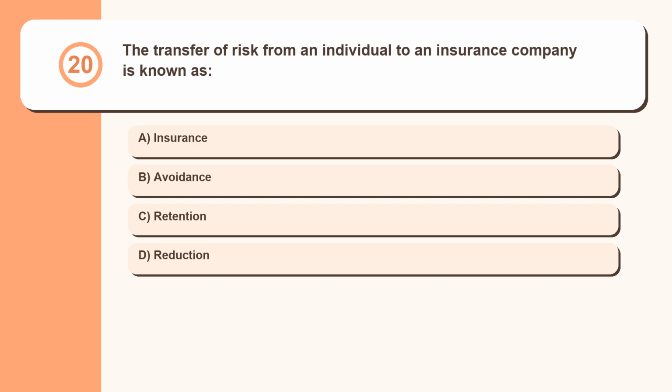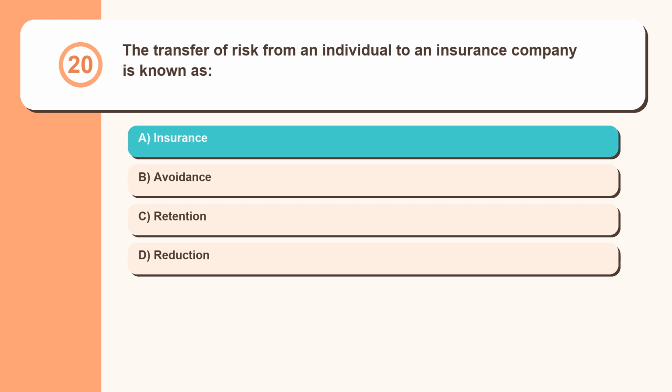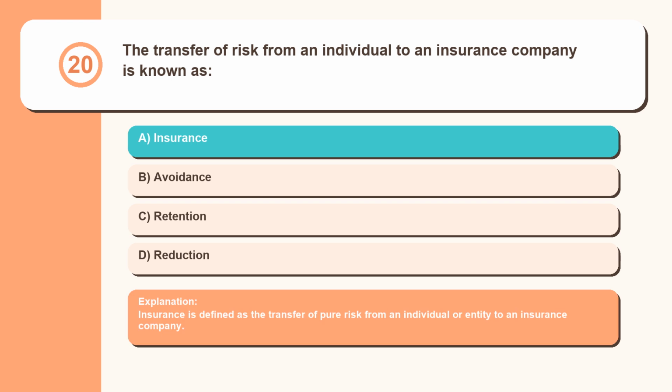Question 20. The transfer of risk from an individual to an insurance company is known as: insurance, avoidance, retention, reduction? Insurance is defined as the transfer of pure risk from an individual or entity to an insurance company.